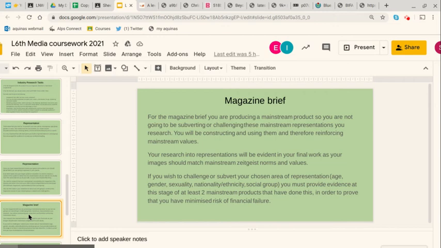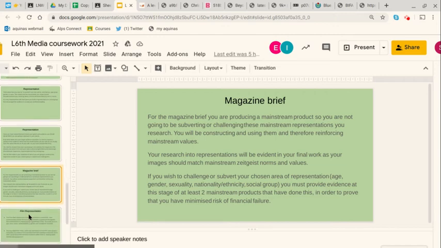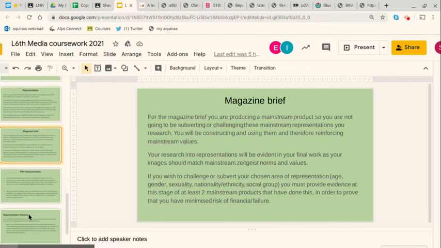If you wish to challenge or subvert your chosen area of representation, you must provide evidence of at least two mainstream products that have done this in order to prove that you have minimized that risk of financial failure. So once again, you might choose to create a magazine aimed at teenage women and you might have the girl who plays Maeve in Sex Education on the cover or somebody like that in your research to demonstrate that these representations do exist.